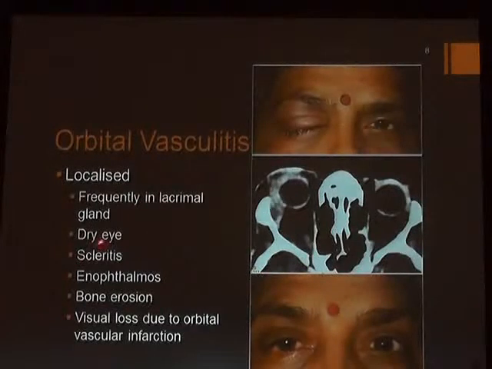Lacrimal gland involvement can cause dry eye. Other than that, the patient may have scleritis. This is one particular entity where orbital inflammation is associated with scleritis. There may be enophthalmos, bone erosion, and visual loss due to orbital vascular infarction. This is very often seen. In the last 3 years, of the 4 Wegener's patients I've seen, 3 of them have had some amount of visual loss.